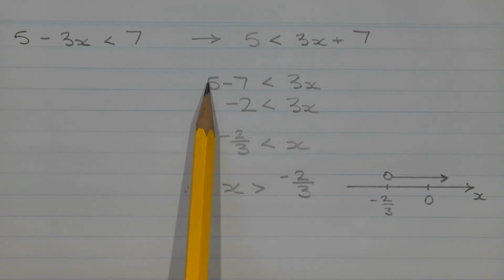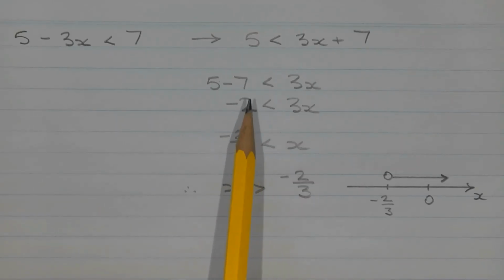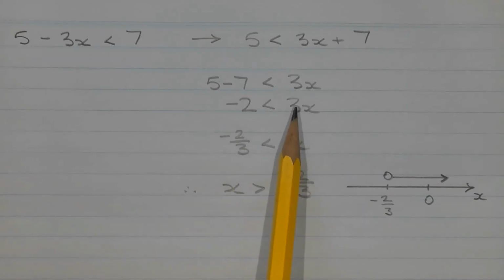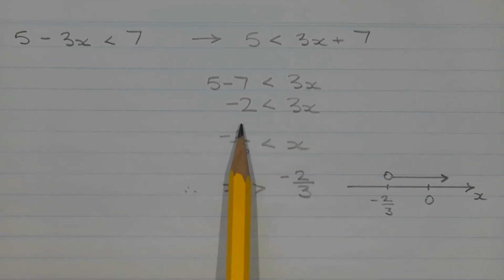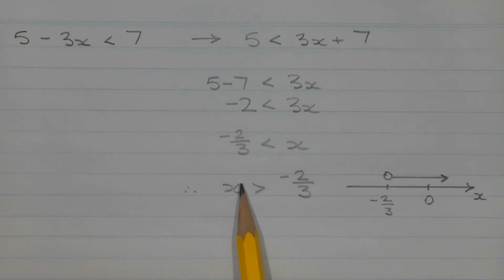So the inequality becomes 5 minus 7 less than 3x, and 5 minus 7 simplifies to negative 2. So the inequality becomes negative 2 less than 3x. Dividing both sides of the inequality by 3 to isolate x, we get negative 2 over 3 less than x. Reading it backwards, we have x is greater than negative 2 over 3. When we express the solution to an inequality, we have the variable on the left-hand side. So therefore, x is greater than negative 2 over 3. And here is the solution expressed in graphical form. Notice the open circle above negative 2 over 3 with the arrow pointing to the right-hand side.